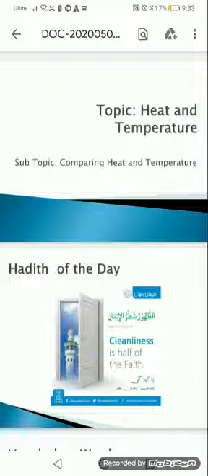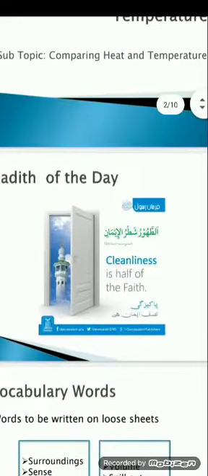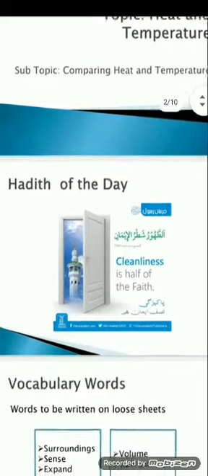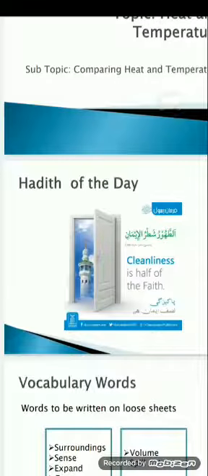Before we start our lesson, I am going to share the hadith of the day. Our Holy Prophet, peace be upon him, said, "At-tahuru shatrul iman," and its meaning is: cleanliness is half of the faith. Now, what is cleanliness? Students, Islam places great emphasis on cleanliness. Here, cleanliness includes both physical and spiritual cleanliness and purification.